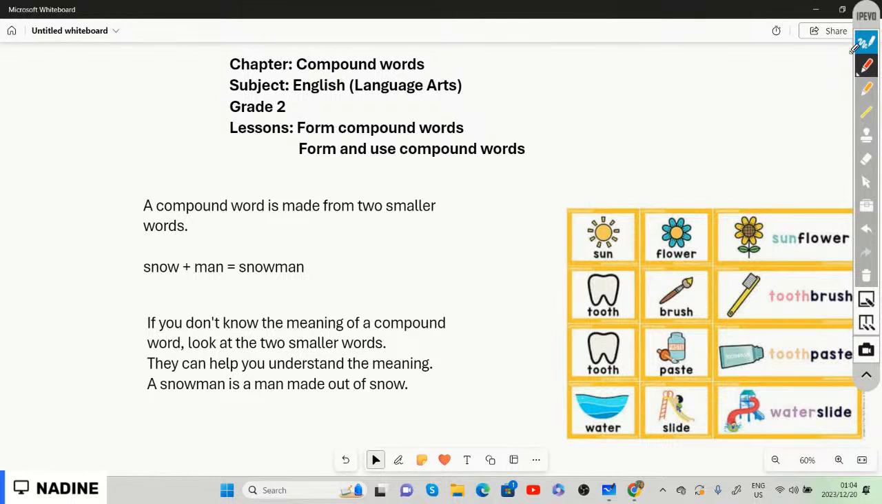All right, so a compound word is made from two small words. These two small words can basically stand on their own, and the meanings of these two words are different. But once you add these two words together, the meaning changes to create a new meaning.